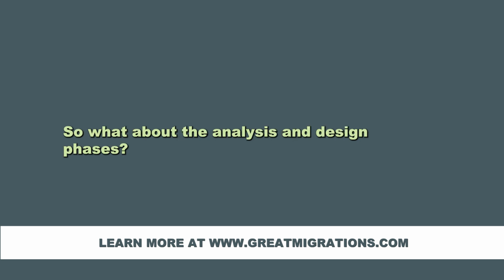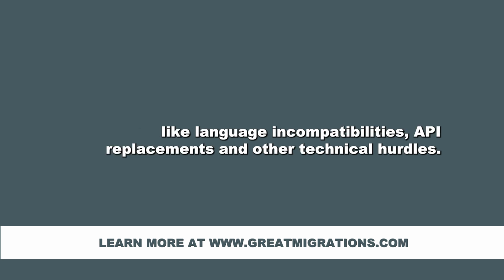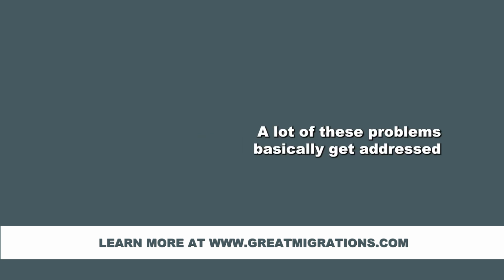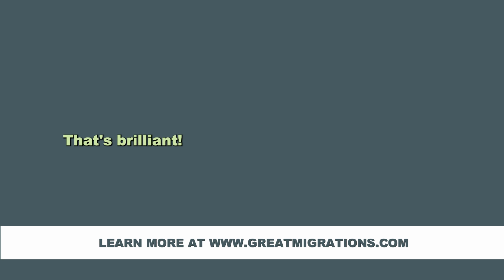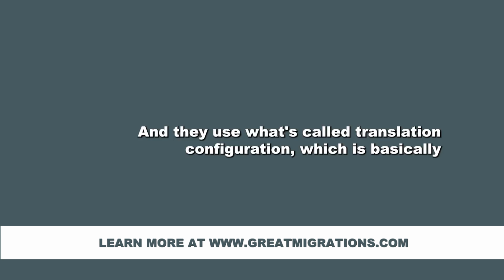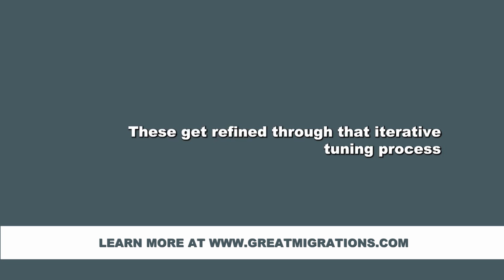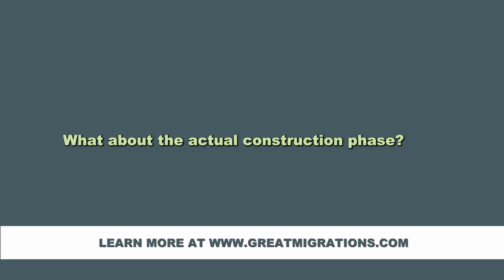So what about the analysis and design phases? Both methods involve digging into those requirements and finding solutions for things like language incompatibilities, API replacements and other technical hurdles. But the GMM streamlines things. A lot of these problems basically get addressed during that translation tuning phase we talked about. So each developer isn't solving these problems on their own. You're teaching the translator to handle them. That's brilliant. Right. And they use what's called translation configuration, which is basically a set of instructions written in XML files. These get refined through that iterative tuning process to make sure the translator gives you the exact code you need. Clever.